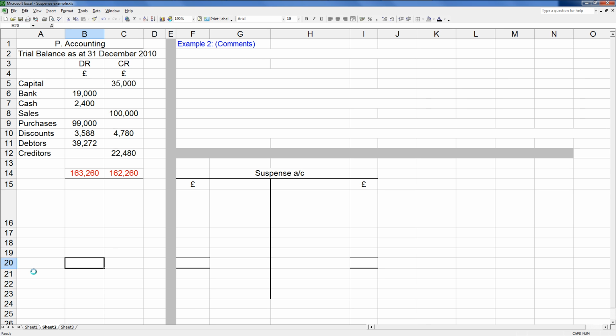So first of all, observations. First observation: the trial balance has detected an imbalance between total debits and total credits. The numbers don't agree. We can see over here the debit is 163,260 and the credit side is 162,260. So there is a difference between the debits and credits of £1,000.